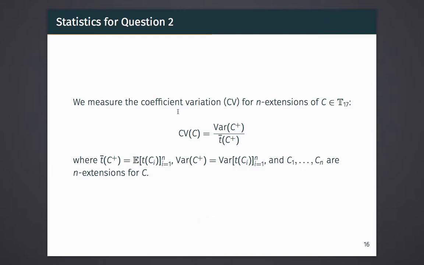For question 2, we mainly measure the coefficient of variation, namely the CV, for n extensions of Sudokus in T17. The intuition for CV is that it's kind of a standard deviation, which measures the dispersion of data points around the mean. In that sense, a bigger CV means that the points are farther away from the mean on average. And that means that either some Sudoku perform very badly or some Sudoku perform very well.